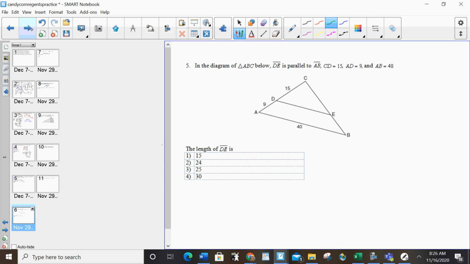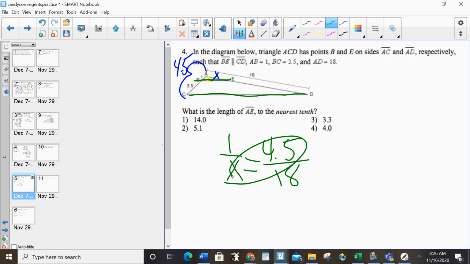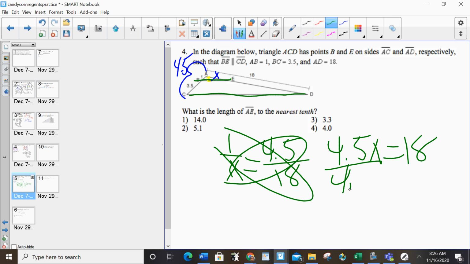So try number 5. Try it on your own. So please pause this. I'll go over number 4 quick because I told you to go over it. Top over top, 1 over x, side over side, 4.5 over 18. Cross multiply and solve. 4.5x equals 18. Got a little sloppy. And you get x equals 4.